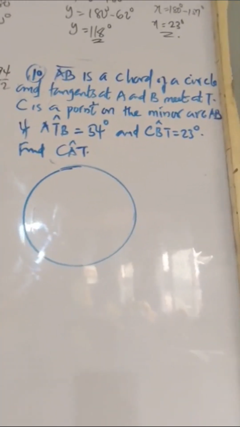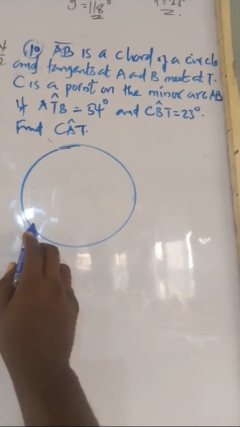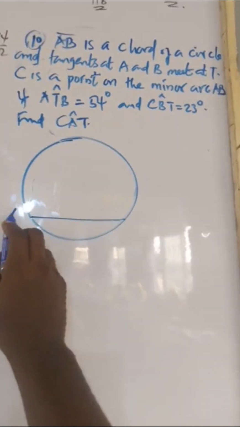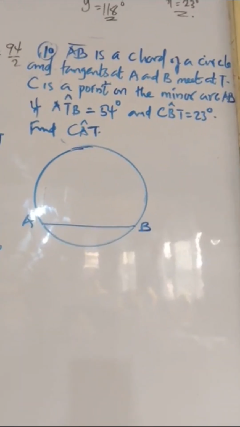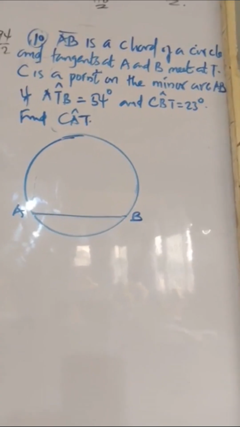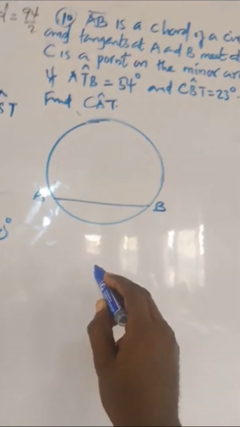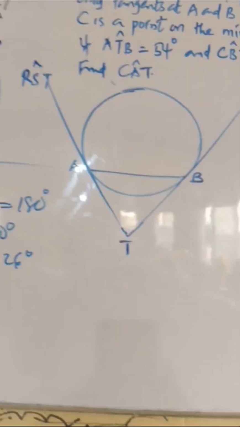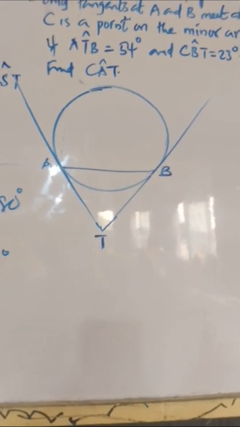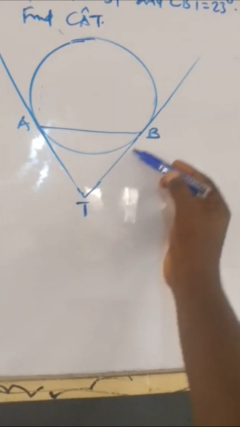In this question, we are told that AB is a chord of a circle. So let's say this is AB, chord of a circle. This is A and this is B. Tangents at A and B meet at T. So let's draw two tangents. One comes this way, other one comes this way, and they meet at where? At T. Yeah, like this. C is a point on the minor arc. This is the minor arc.